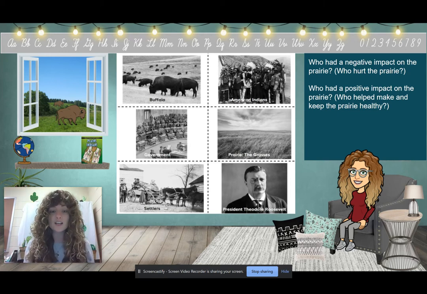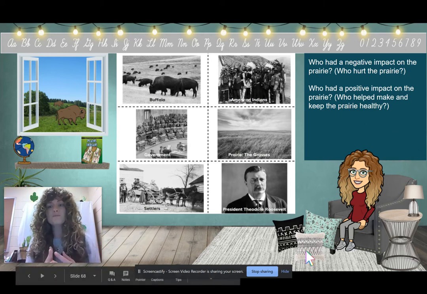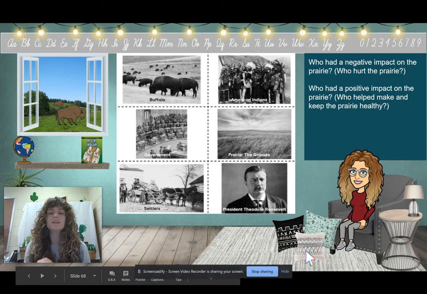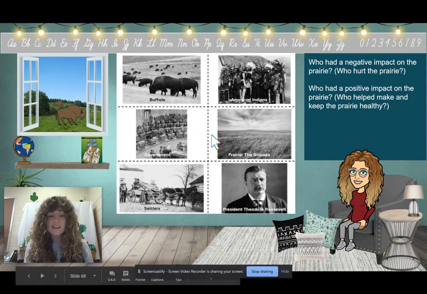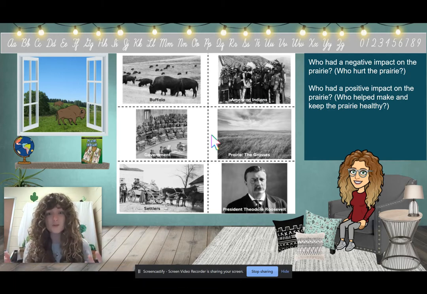We're still looking at these pictures. I want you to look at these pictures and listen to what I'm asking you. In the Ed Puzzle, tell me who had a negative impact on the prairie and buffalo. What I mean is, who harmed or hurt the prairie and the buffalo? Tell me in the Ed Puzzle. The settlers and government. Those two groups brought harm to the prairie, right?